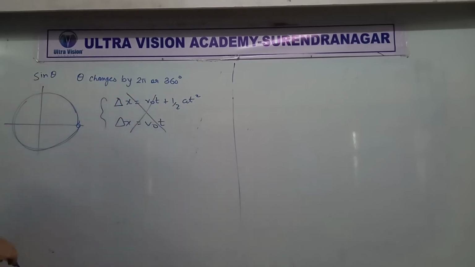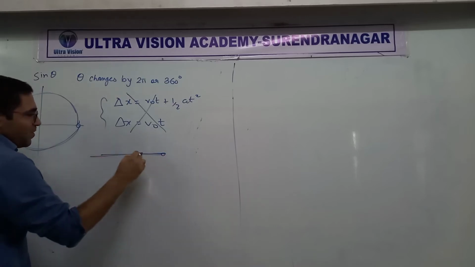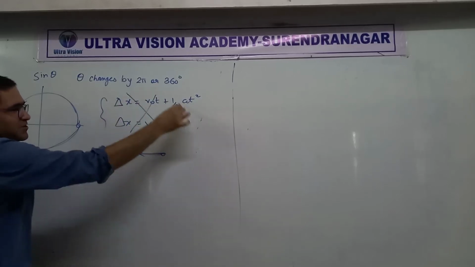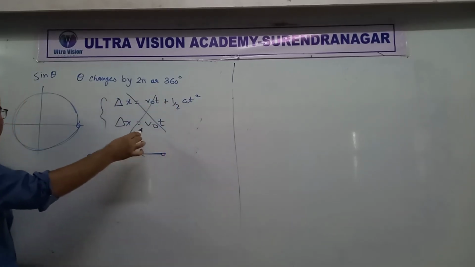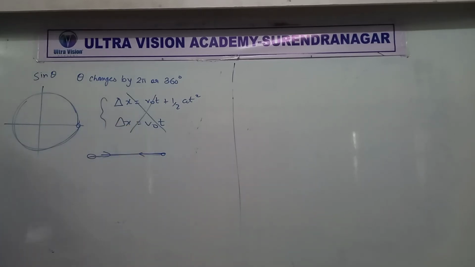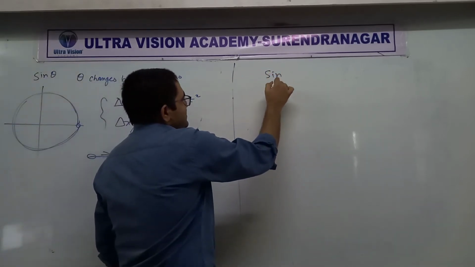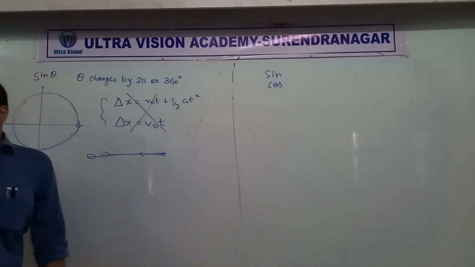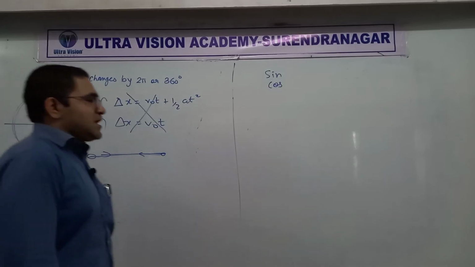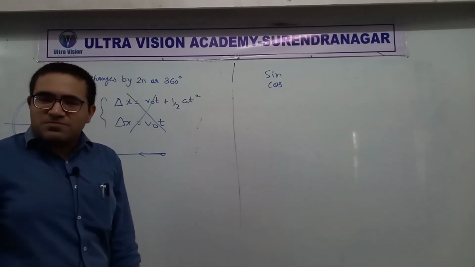Why? Because simple harmonic motion is supposed to be oscillatory and periodic. It should go back and forth, back and forth. This is not periodic. There is nothing here that can repeat itself. So we should be looking for sine and cos. Using sine and cos is the only way to make an equation for simple harmonic motion.